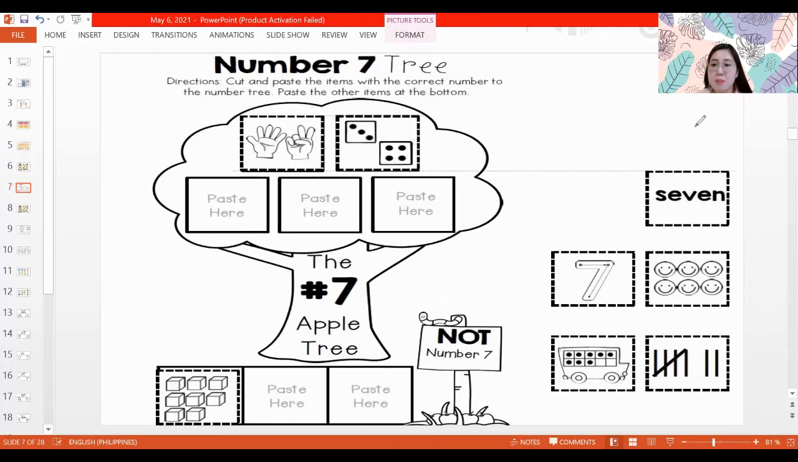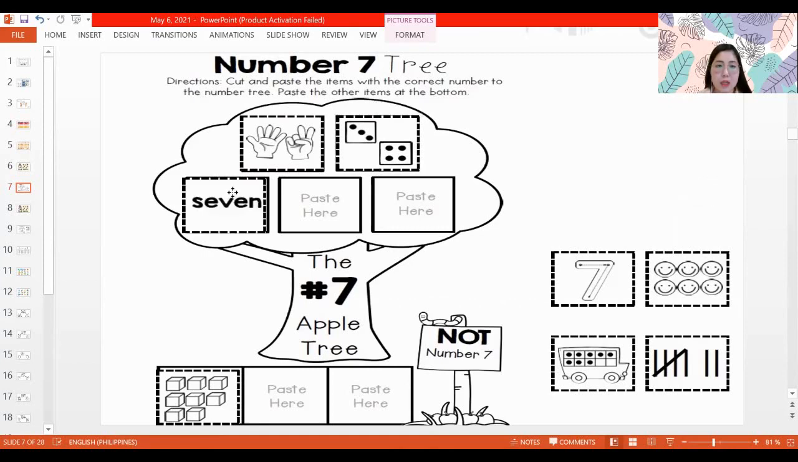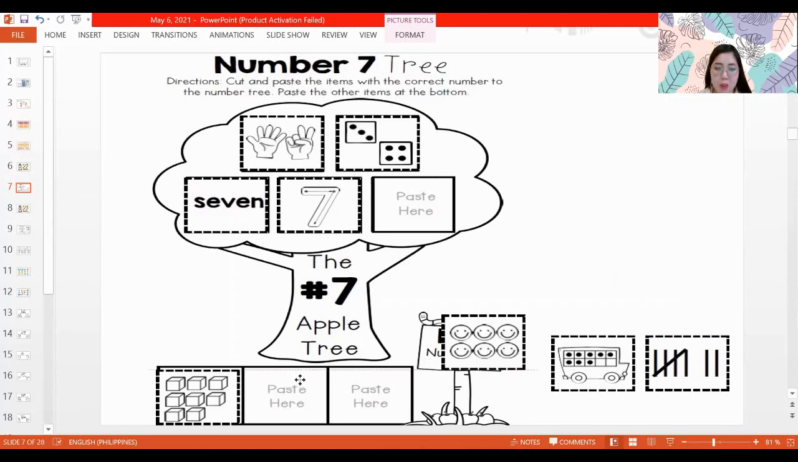Okay, here, this is a number word. S-E-V-E-N. 7. So that should be here on top. Uh-oh. What happened? Okay, let's move that one here on top. Next one, we have this number. This is the number 7, so it should be here on top also. Now let's count our smiley faces or your happy faces. 1, 2, 3, 4, 5, 6. 6 happy faces. That's not 7, so it should be here in the bottom part.